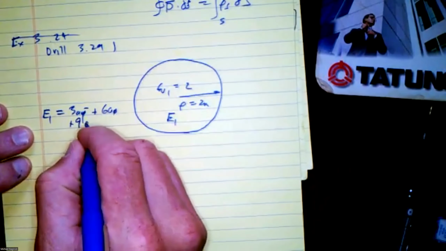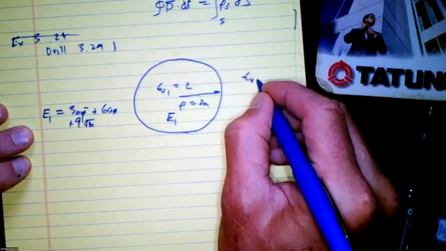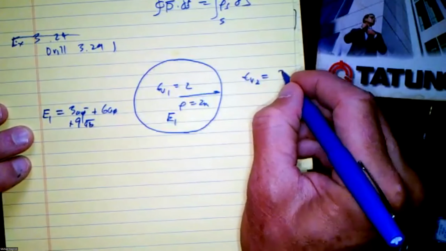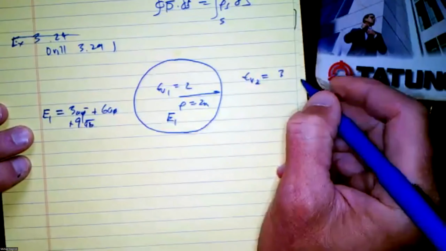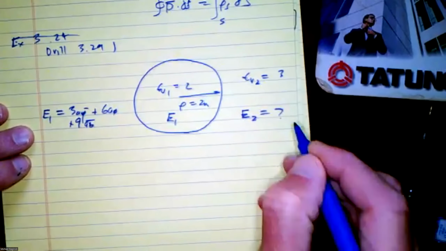Then outside there, for rho greater than 2, epsilon relative in region 2 is equal to 3. He says determine E2. He wants E in region 2. Y'all follow me, class?